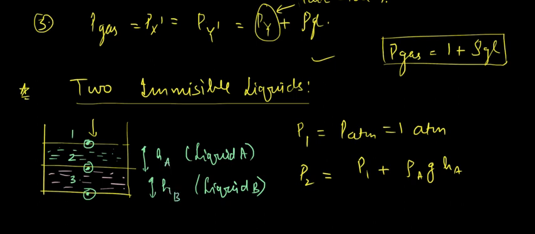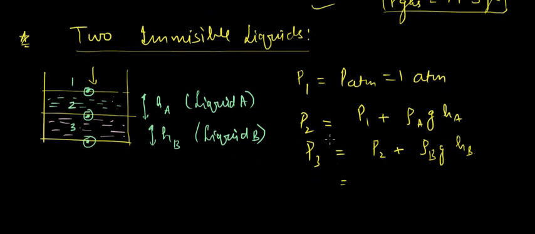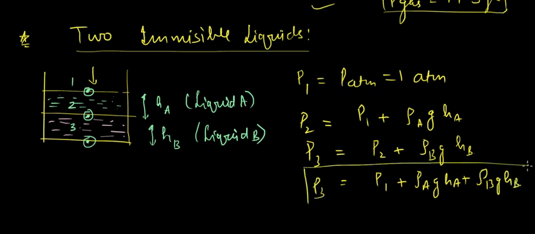Okay, so now it would be something like P1 plus rho A g hA, and what would be pressure at point 3? Pressure at point 3 would be pressure at point 2 plus rho B g hB, which can be further simplified, as P2 is P1 plus rho A g hA. So P3 is P1 plus rho A g hA plus rho B g hB. So this would be the pressure at point 3.